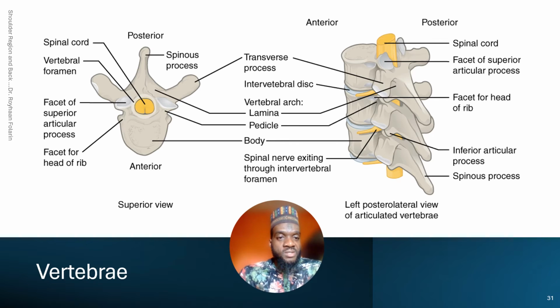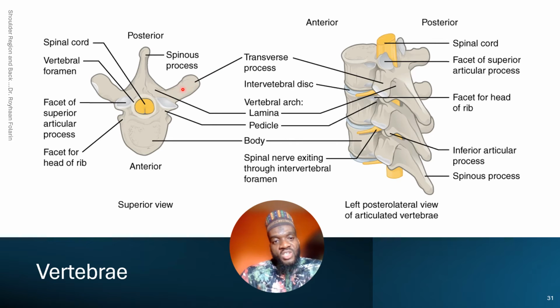So here is a typical vertebra. Here is the superior view of a vertebra, where you can appreciate some of the labelings we just talked about. So the body is right here. Here is a facet for the head of a rib. You have the superior articular facet, that's for the articulation of this particular vertebra with the superior vertebra. You can see the spinal cord here. The vertebral foramen is the space that the spinal cord occupies at that level. You have the spinous process here.